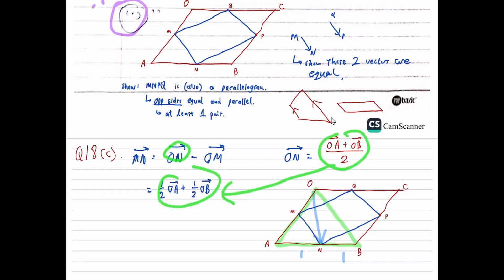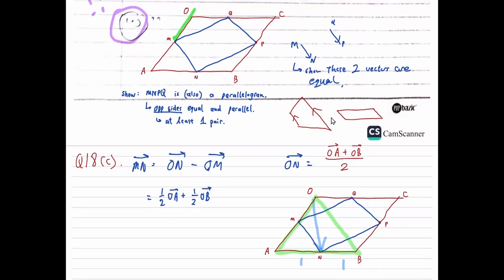But what's my OM? In this case, if you look at the diagram, OM is actually just half of OA. So that means I can replace it with half of OA with a minus in front. Is that okay? Okay, then what do you realize? Half OA and minus half OA cancel out. You're left with half of OB. Okay, so it's in terms of OB now, using ratio theorem. We got MN in terms of half OB. We are not done yet.